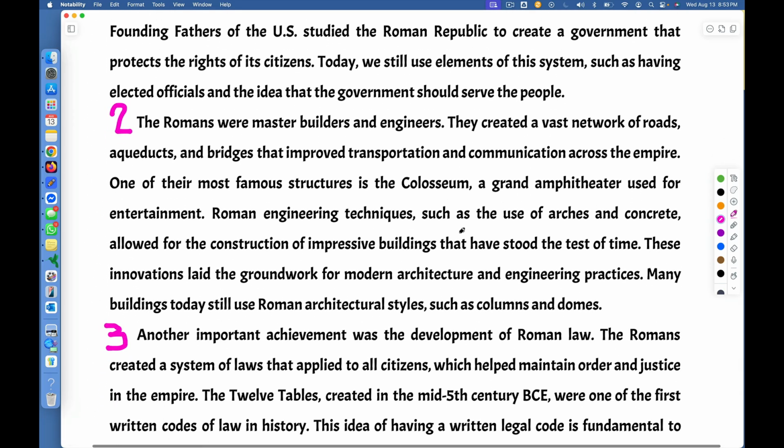The Romans were master builders and engineers. They created a vast network of roads, aqueducts, and bridges that improved transportation and communication across the empire. One of their most famous structures is the Colosseum, a grand amphitheater used for entertainment. Roman engineering techniques, such as the use of arches and concrete, allowed for the construction of impressive buildings that have stood the test of time. These innovations laid the groundwork for modern architecture and engineering practices. Many buildings today still use Roman architectural styles such as columns and domes.